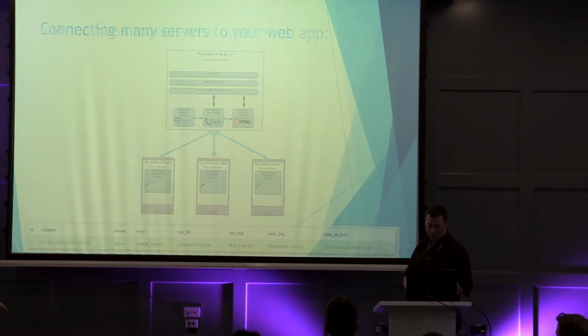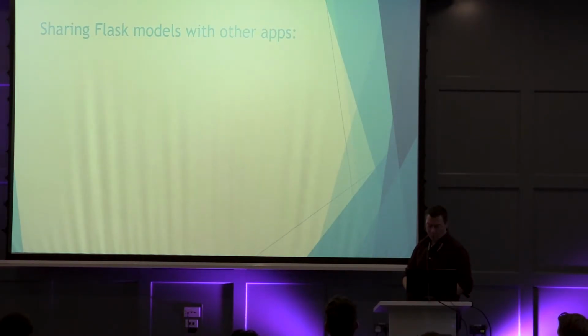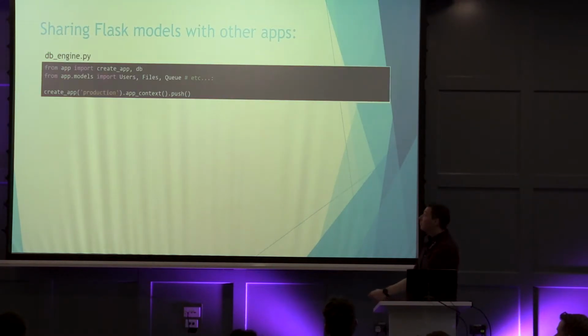So how do we write the code for that? It's pretty easy now that we've actually separated our database model from the Flask web server. So the usual stuff: from app import our create app function, so we can use the Flask database. For models, import users, files, queues, whatever models you have.